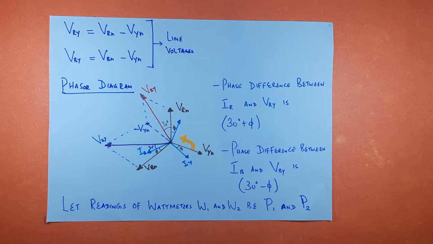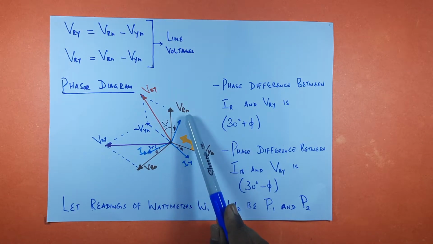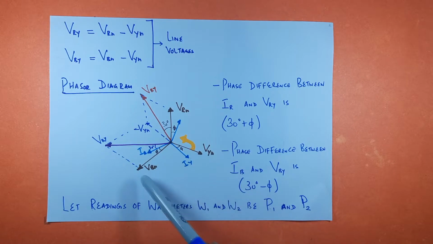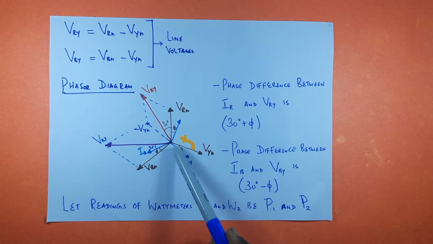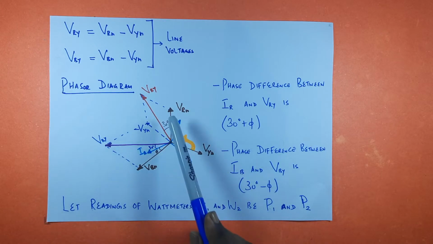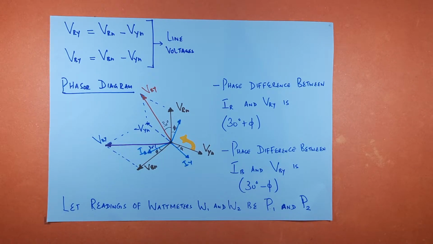So in a star connected system, the line voltages are going to be the phasor difference between the phase voltages, right? So this is your phasor diagram. VRN, VYN, VBN are displaced from each other by 120 degrees. These three are phase voltages.